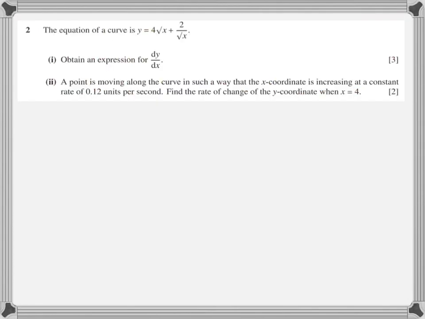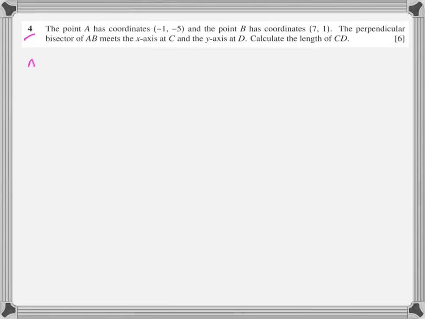Question number 2 is straightforward. Question number 3 is straightforward. Question number 4. The point A has coordinates such and such. Point B has coordinates such and such. The perpendicular bisector of AB meets the x-axis at C and the y-axis at D. Find the length of CD.